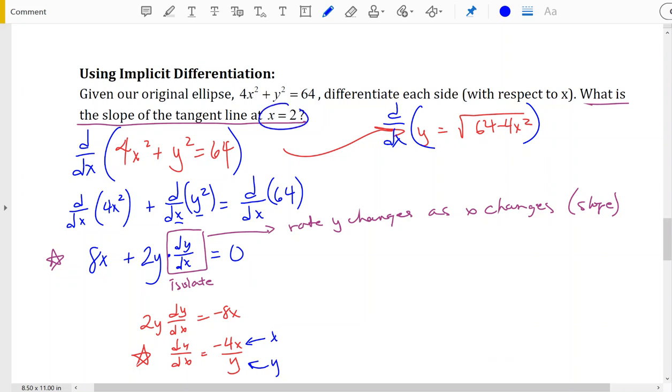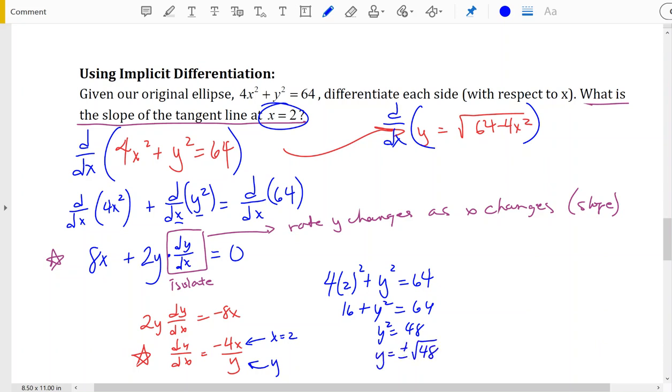Now, our problem only gives us an x coordinate. We know that x is equal to 2. But it also gives us a function, which we can simply use in order to solve for y. So we get 8 plus y, no, that's not 8, that's 16, plus y squared equals 64. y squared is equal to 48. y is equal to plus or minus root 48.